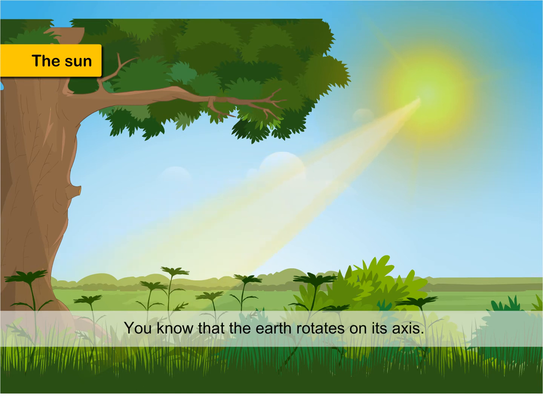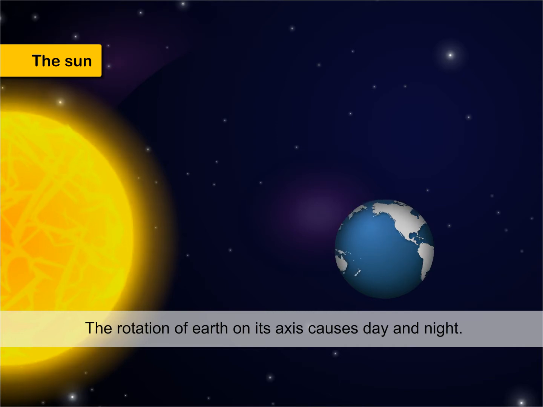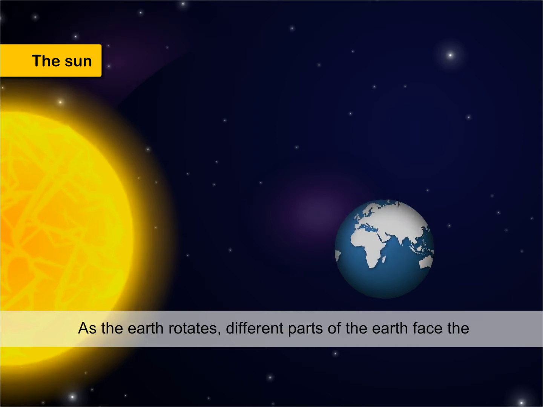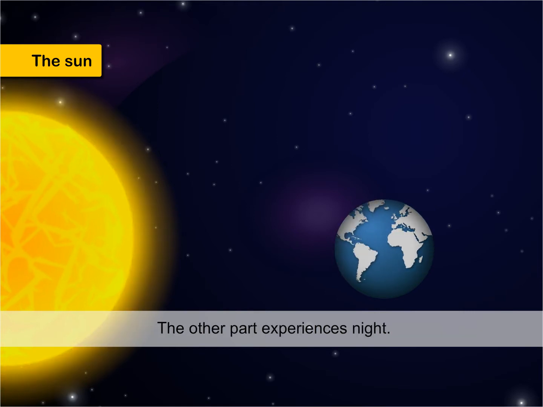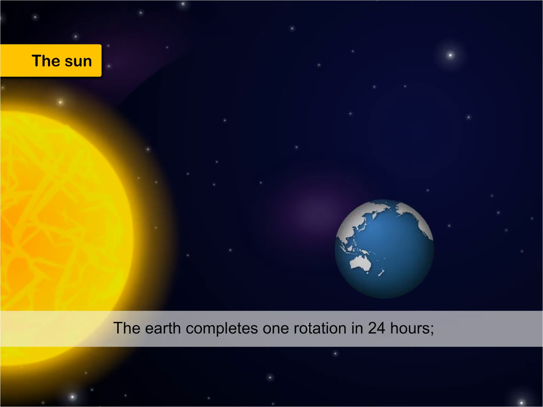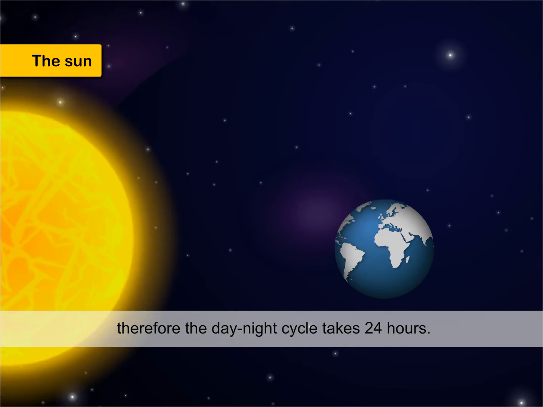You know that the earth rotates on its axis. The rotation of earth on its axis causes day and night. As the earth rotates, different parts of the earth face the sun. The part of the earth that faces the sun experiences day. The other part experiences night. The earth completes one rotation in 24 hours. Therefore, the day-night cycle takes 24 hours.